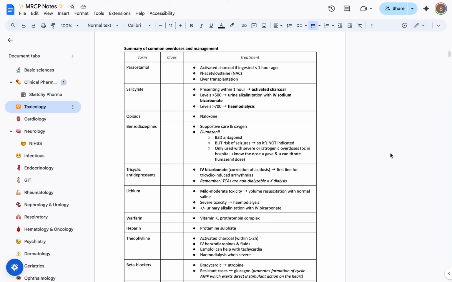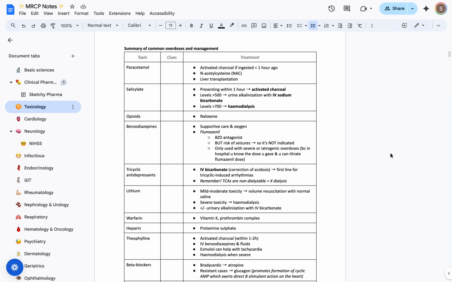So first, it's supportive care and oxygen, but flumazenil is a benzodiazepine antagonist, but it has a risk of seizure, so it's not routinely indicated. It's only used if there is a severe or iatrogenic overdose. Why? Because in the hospital, you know the dose you gave, and you can titrate the flumazenil dose. Otherwise, it's very unpredictable and it's not helpful. It can cause a seizure. So if the patient has a benzo overdose at home, you just give them supportive care and oxygen. You don't give flumazenil. If the patient has a benzodiazepine overdose in a hospital, you can reverse it because you know how much you gave them.